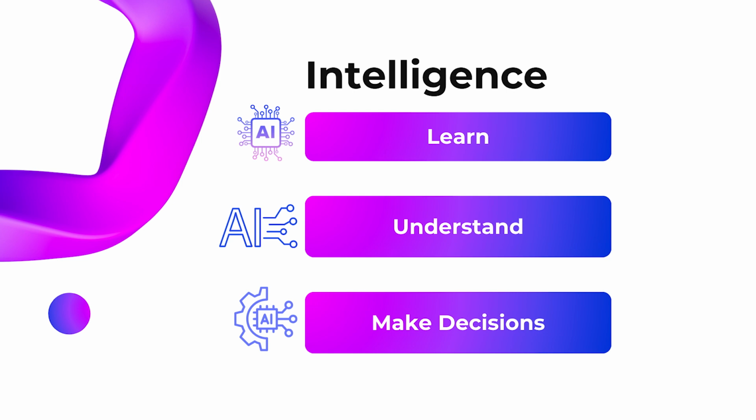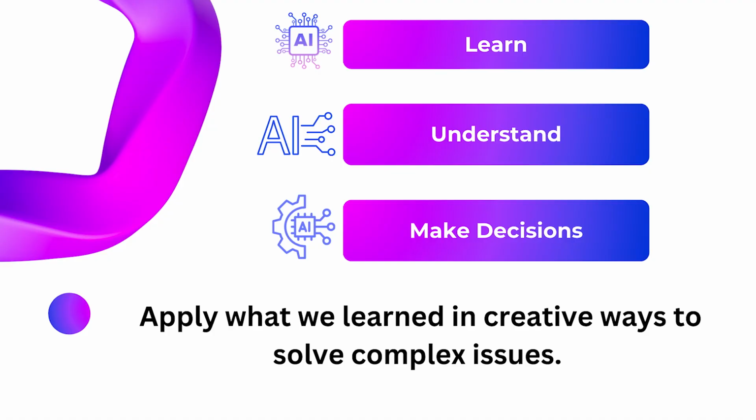For our purposes, it's the ability for, I almost said for a person, but no, we're introducing machines now. It's the ability to learn, understand, and make decisions. And I'm going to add: apply what was learned in creative ways to solve complex issues. So be able to take what we learned and recall it quickly and use it in a creative way to solve complex issues.